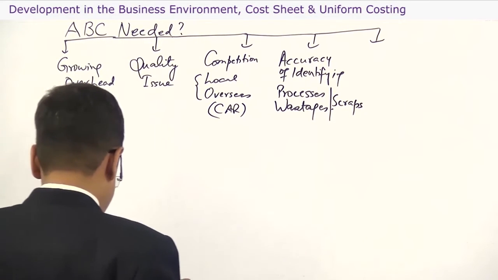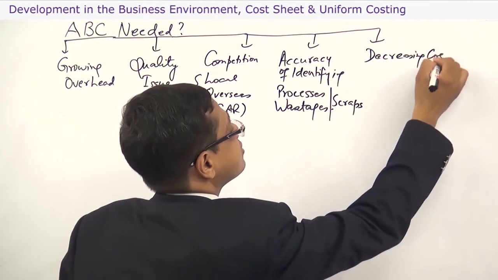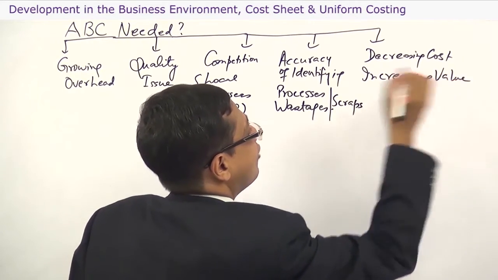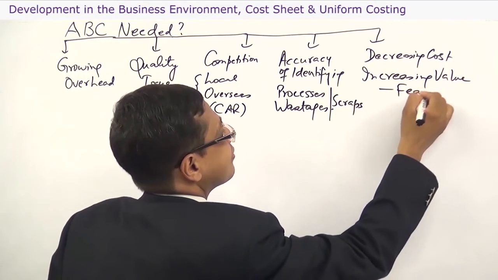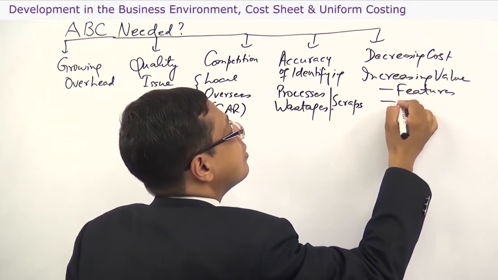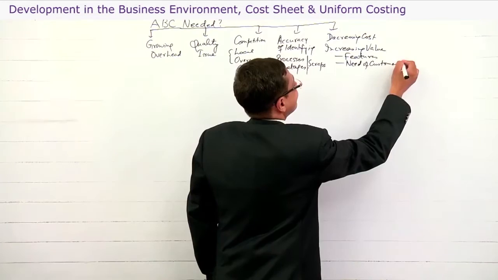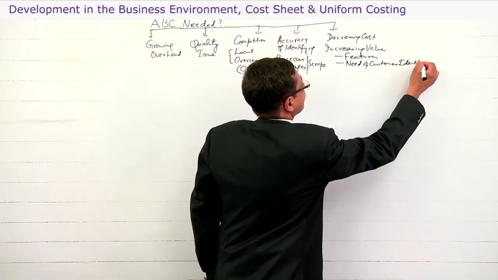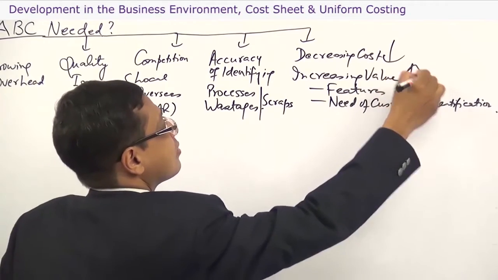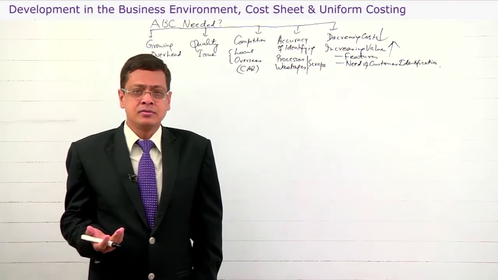And finally, there was a need for decreasing cost and increasing value. Value means the features. Value means the need of the customer. So friends, this was the basis due to which activity-based costing came into the picture.